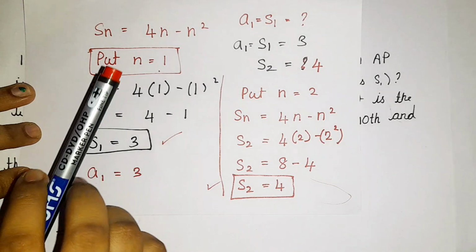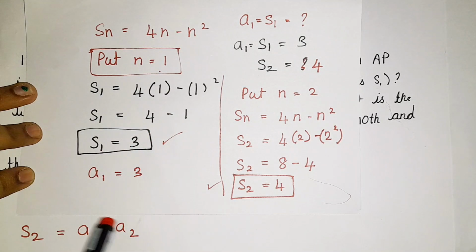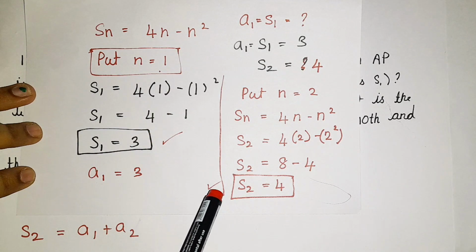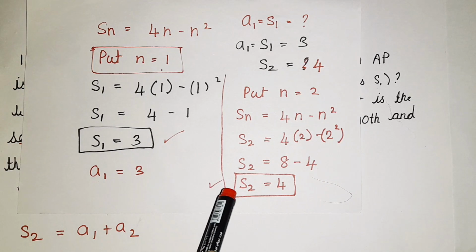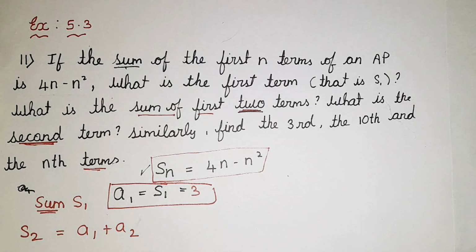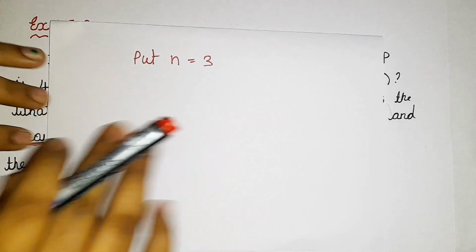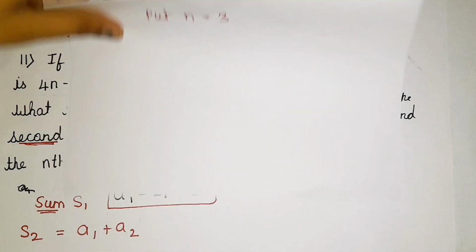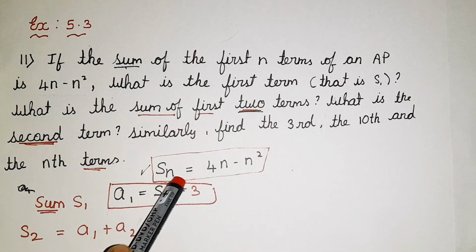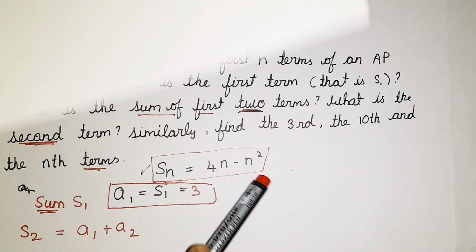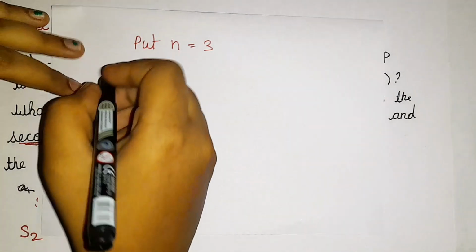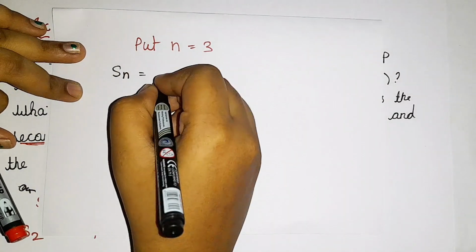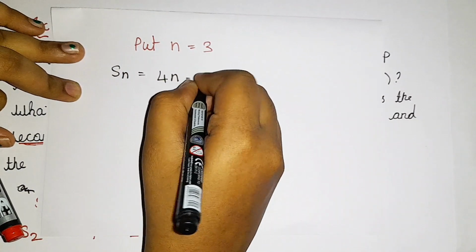Now since we found the S1 value and the S2 value, shall we find the S3 value as well? Why? Because it's going to be really useful for us. So I'm going to put n is equal to 3 in this formula, Sn is equal to 4n minus n square.